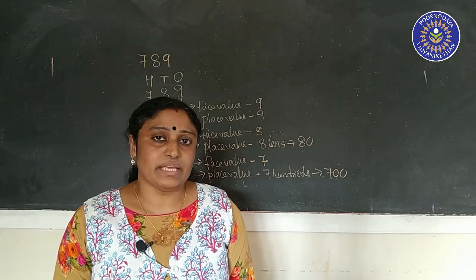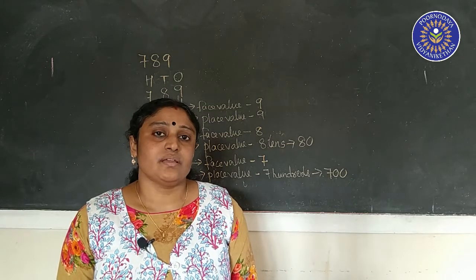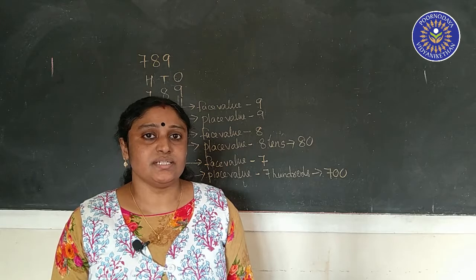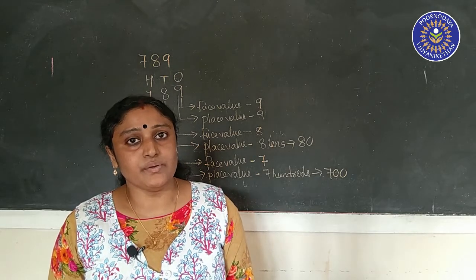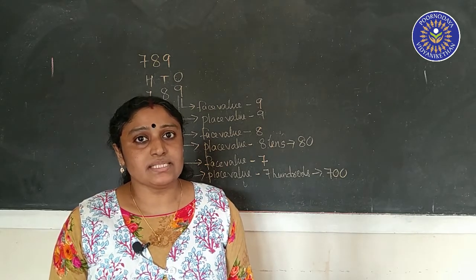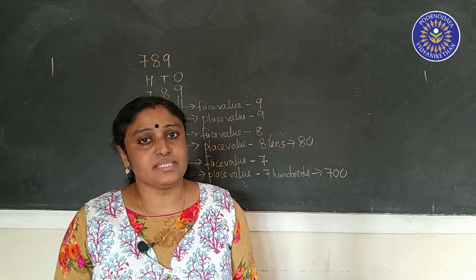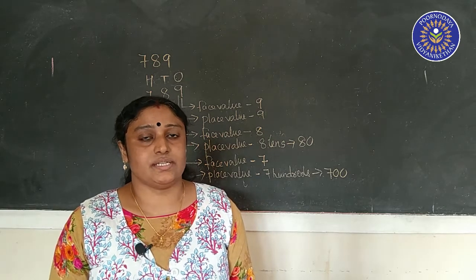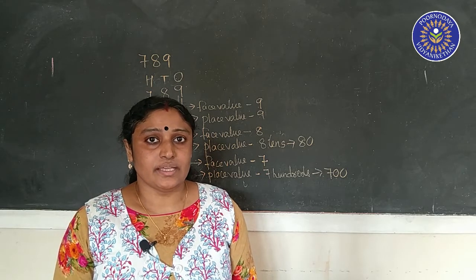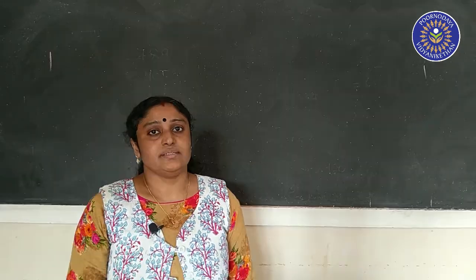So what is place value of a digit? Place value of the digit depends on the face value and the place in a number. The place value of a number changes with its position. Okay? Are you clear? Okay. Then next we will learn the expanded form of a number.